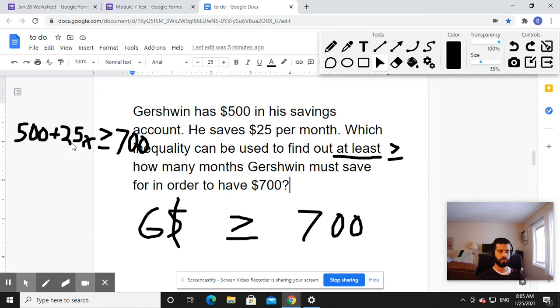It doesn't matter that the 25x is second. You would subtract the 500 first from both sides. You get 200 on this side. You divide both sides by 25, and then you end up with x greater than or equal to 8.